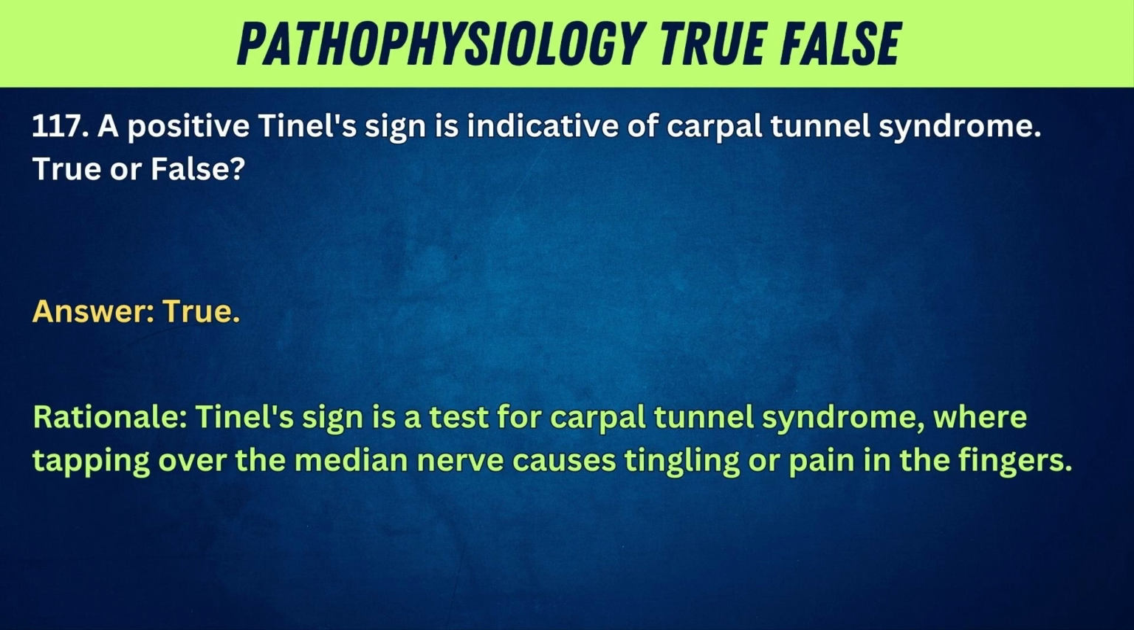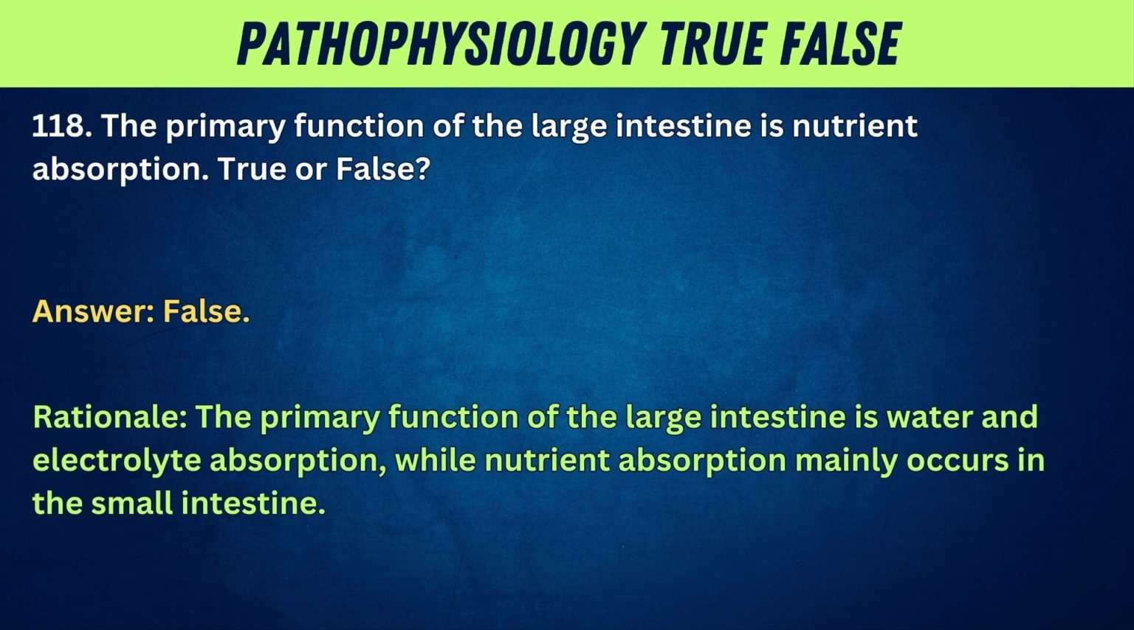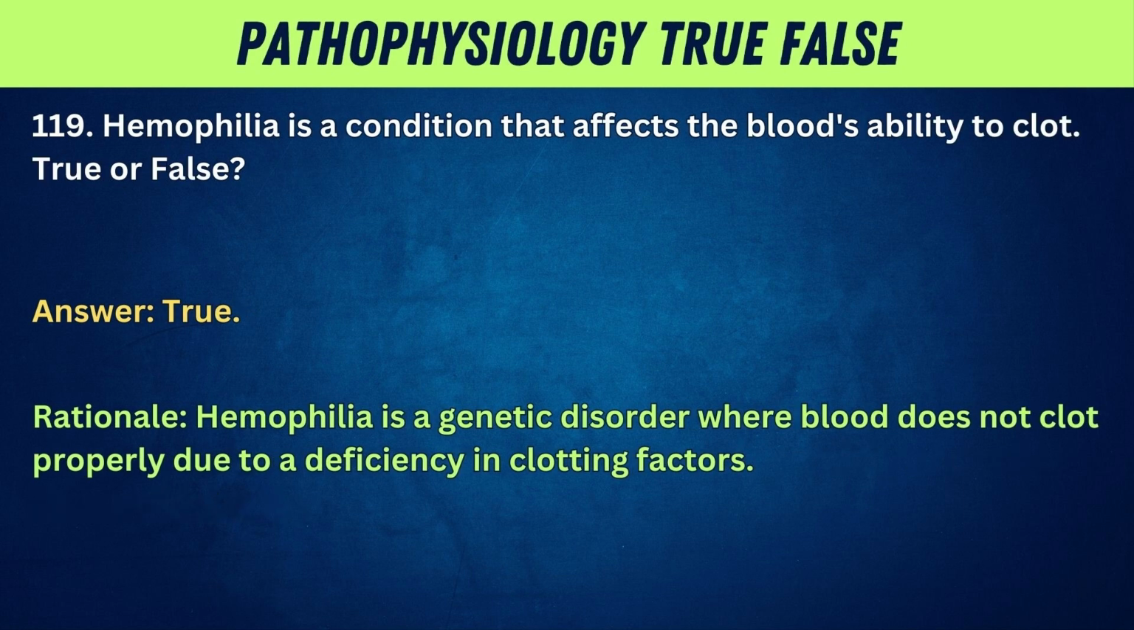117. A positive Tinel sign is indicative of carpal tunnel syndrome. True or false? Answer: true. Rationale: Tinel sign is a test for carpal tunnel syndrome, where tapping over the median nerve causes tingling or pain in the fingers. 118. The primary function of the large intestine is nutrient absorption. True or false? Answer: false. Rationale: the primary function of the large intestine is water and electrolyte absorption, while nutrient absorption mainly occurs in the small intestine.